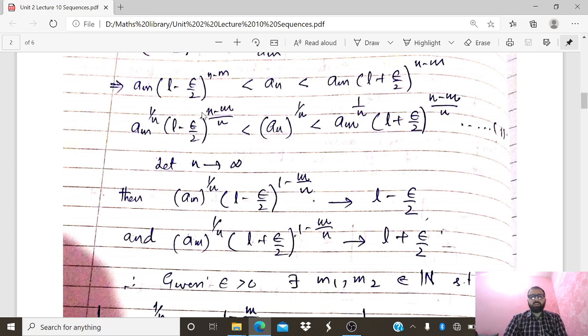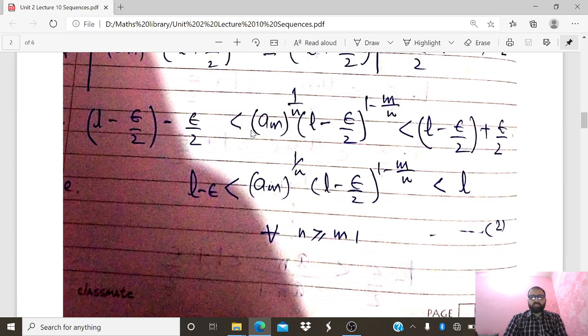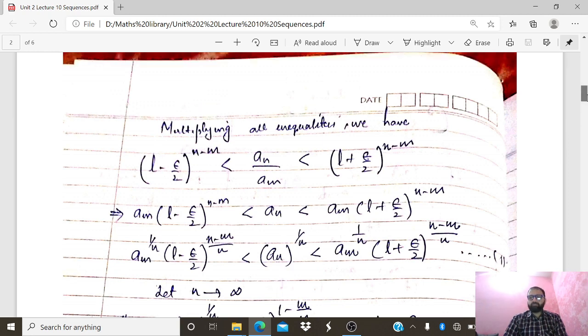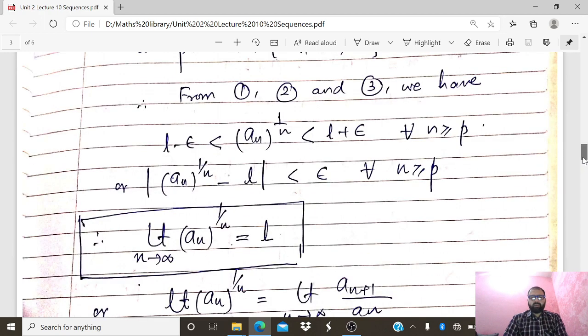And what about this quantity? If you see this quantity in view of equation number 2, then it is strictly greater than L minus epsilon. So indirectly I can say that this a_n raised to power 1 by n is strictly greater than L minus epsilon. So all in all, in view of all these equations, a_n raised to power 1 by n lies between L minus epsilon and L plus epsilon.